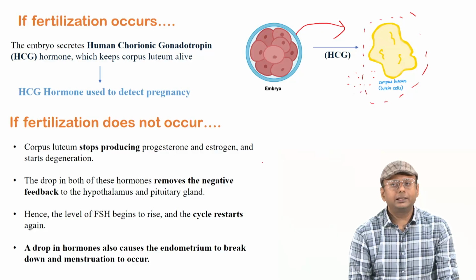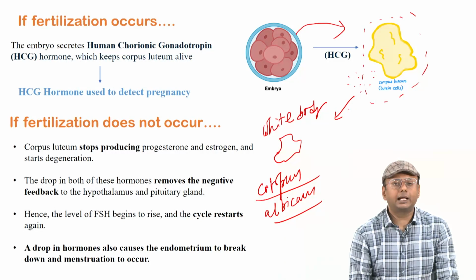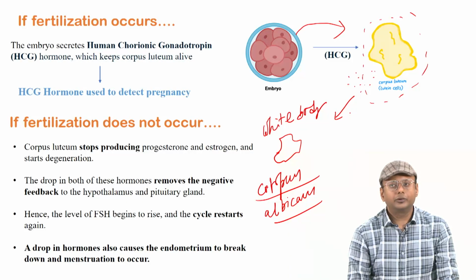But if fertilization does not occur, the corpus luteum will become an inactive white body, which is also called corpus albicans. And once it forms this inactive corpus albicans, it will not be able to secrete any further progesterone hormone. So, eventually the progesterone level will drop.